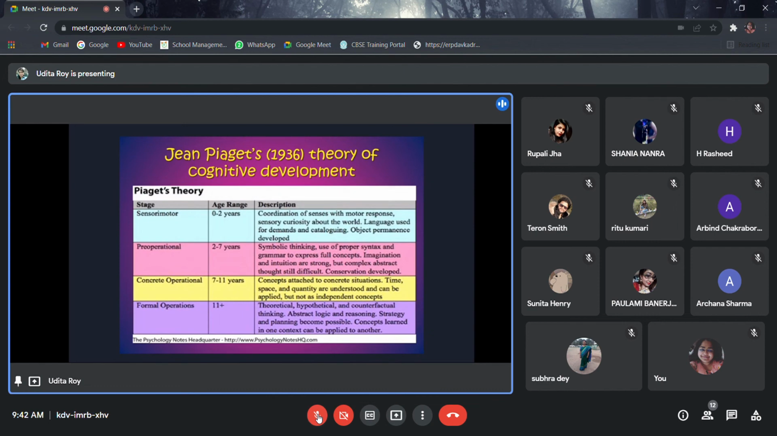According to Piaget, the highest level of cognitive development is formal operational thought, which develops between 11 to 20 years old, wherein they think about theoretical, hypothetical and counterfactual thinking. Abstract logic and reasoning can also be involved in this stage. Strategy and planning become possible where they work with their peers to perform various functions and assume leadership roles. Concepts learned in one context can be applied to another, like language concepts studied at a lower age can be used in essay writing in this stage.